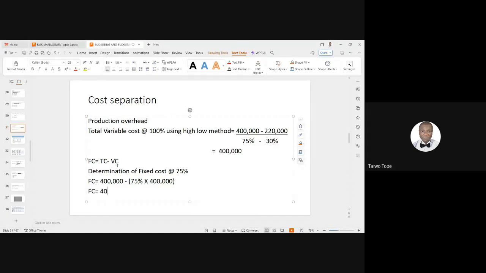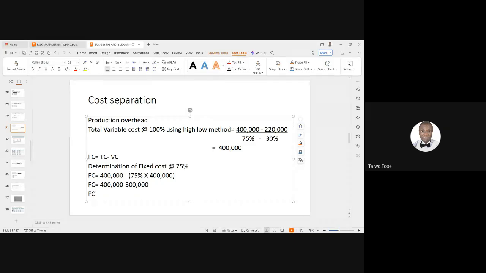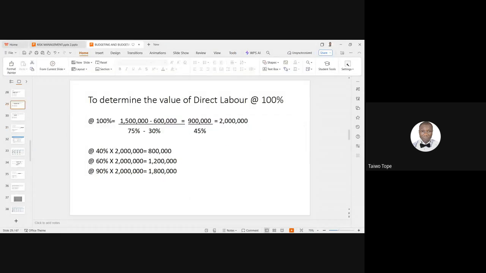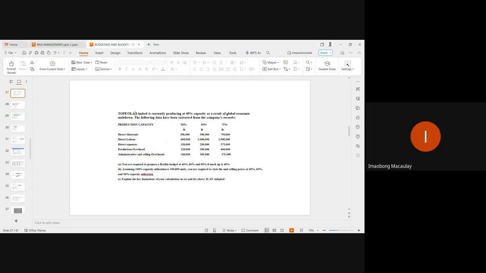So this will be 400,000 minus what? 300,000. The fixed cost, I said, will be what? 100,000. So going to 30%, fixed cost is 280,000.